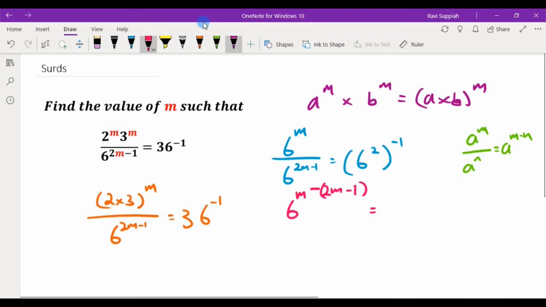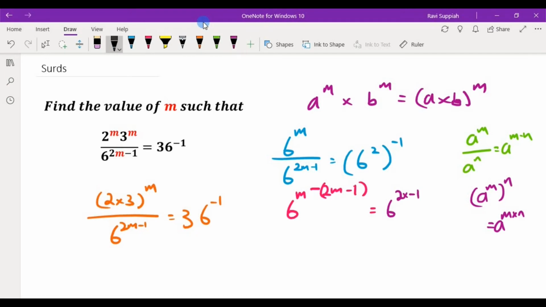On the right hand side I have 6 squared to the power of minus 1. So the indices rule I'm going to apply here is (a^m) to the power of n is equal to a to the power of m multiplied by n. So here I have 6 to the power of 2 times minus 1.